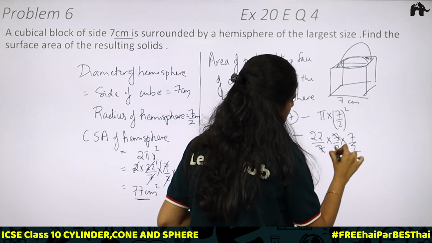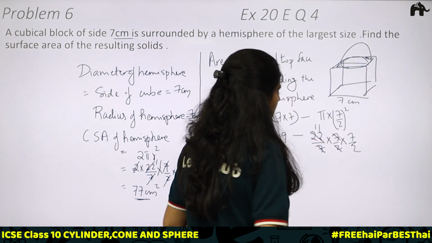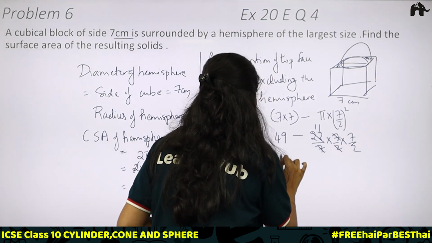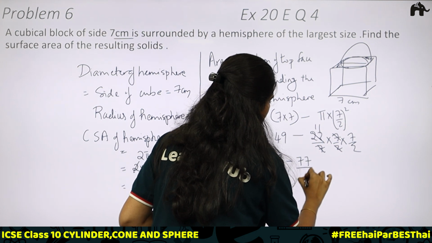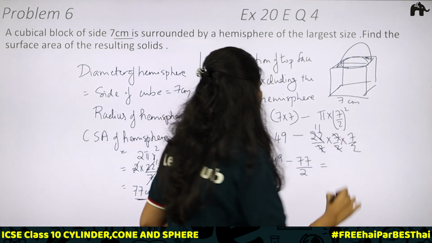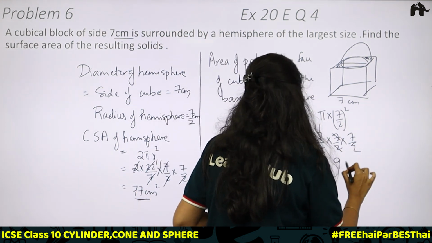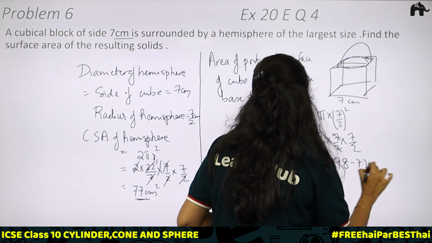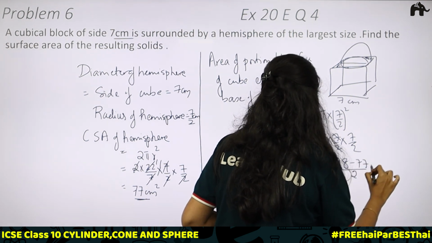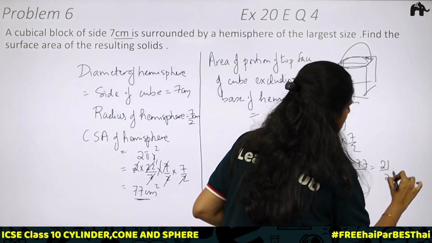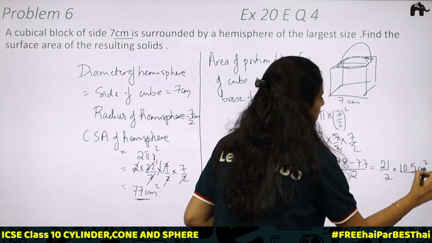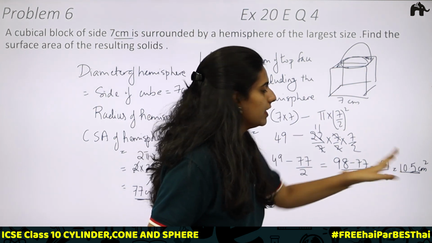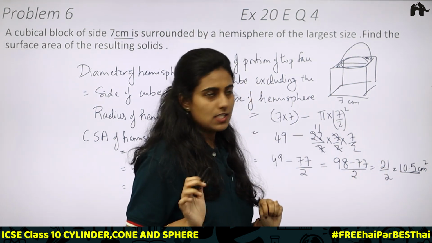7 and 7 get cancelled. 2 and 22, we get 11. That is 49 minus 77 divided by 2, which is equal to 98 minus 77 divided by 2, 21 by 2 or 10.5 centimeter square. So the area of this shaded portion will be equal to 10.5 centimeter square.